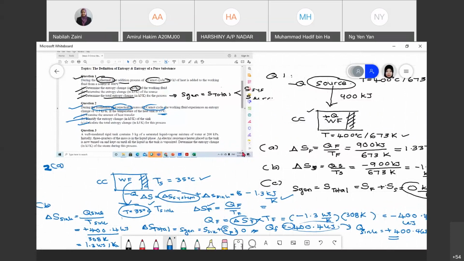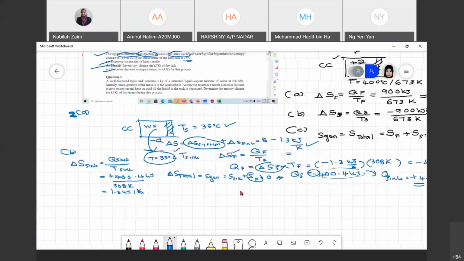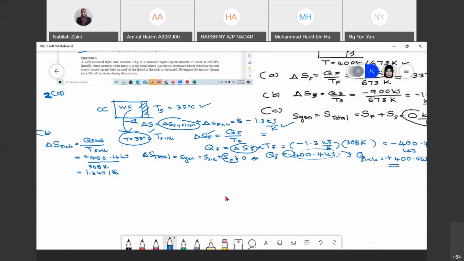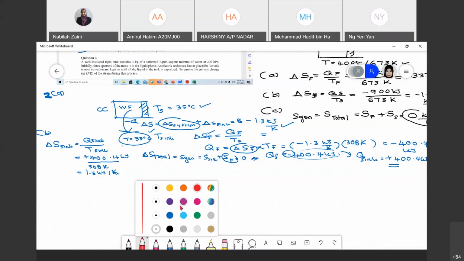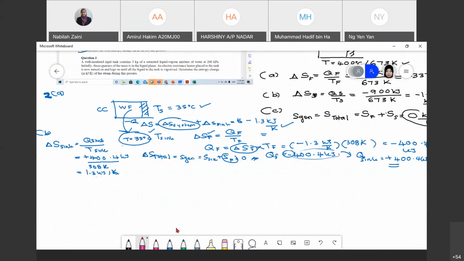Okay, so we go to question 3. This is the hardest question compared to the two above. Question 3: a well-insulated rigid tank contains 3 kilogram of saturated liquid-vapor mixture of water at 200 kilopascal.